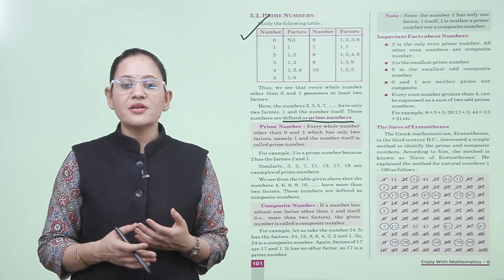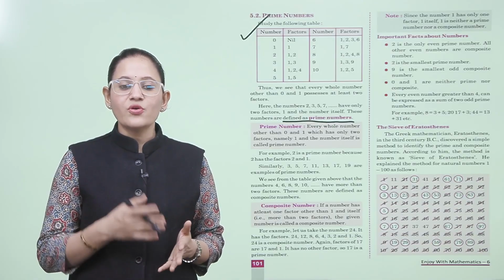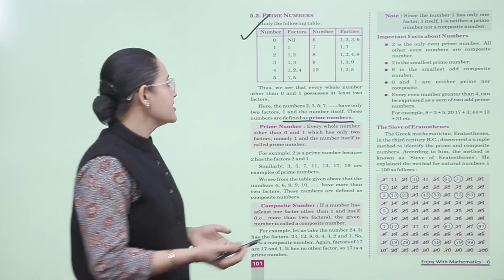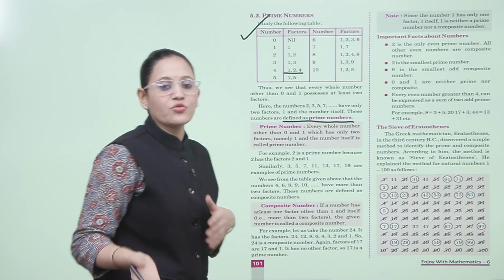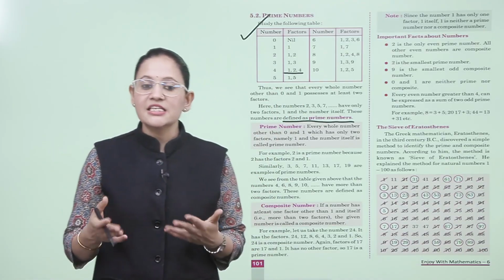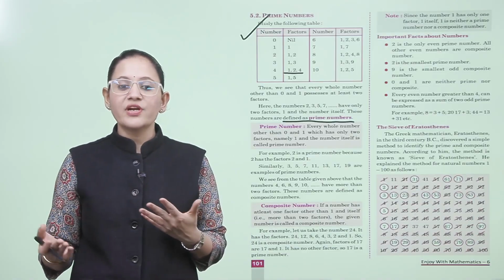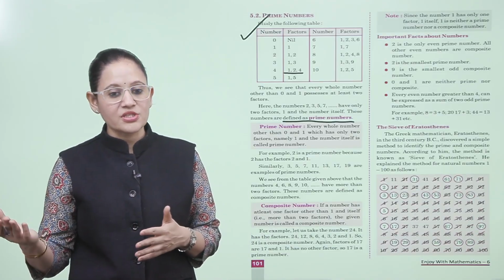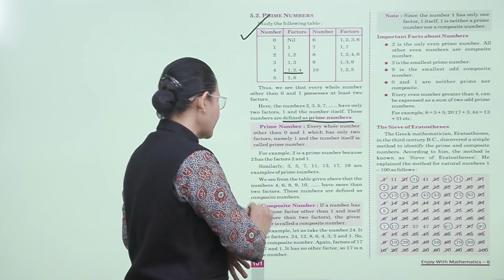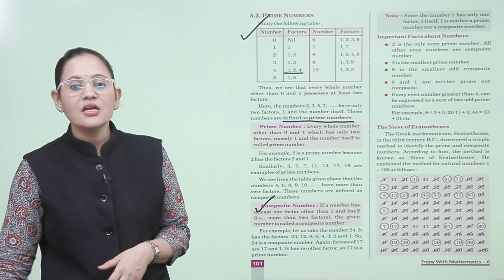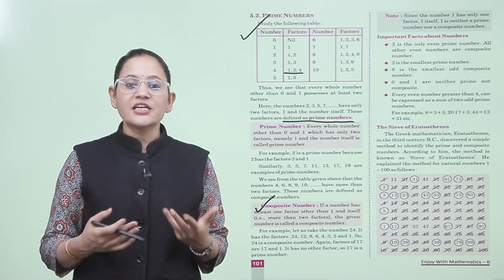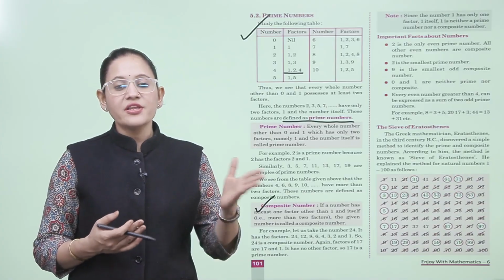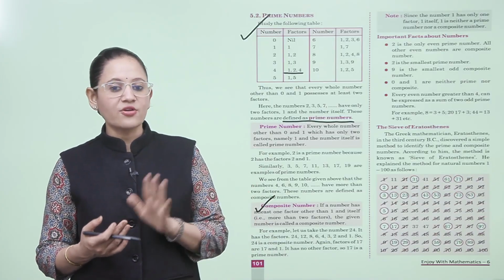We see from the table above that the numbers 4, 6, 8, 9 and 10 have more than 2 factors. So, these numbers are defined as composite numbers. What are composite numbers? A number that has at least 1 factor other than 1 and itself, or a number which has more than 2 factors, is called a composite number.